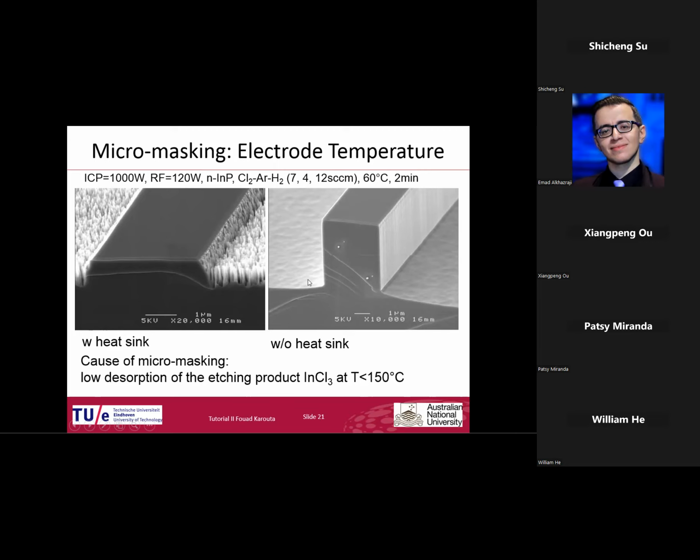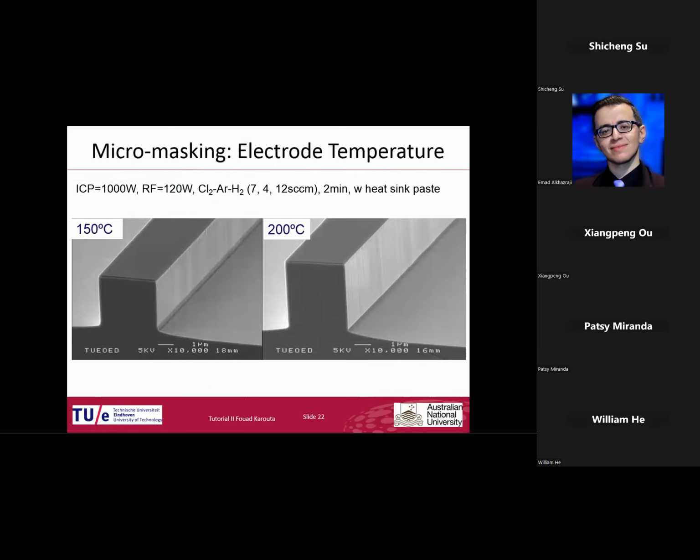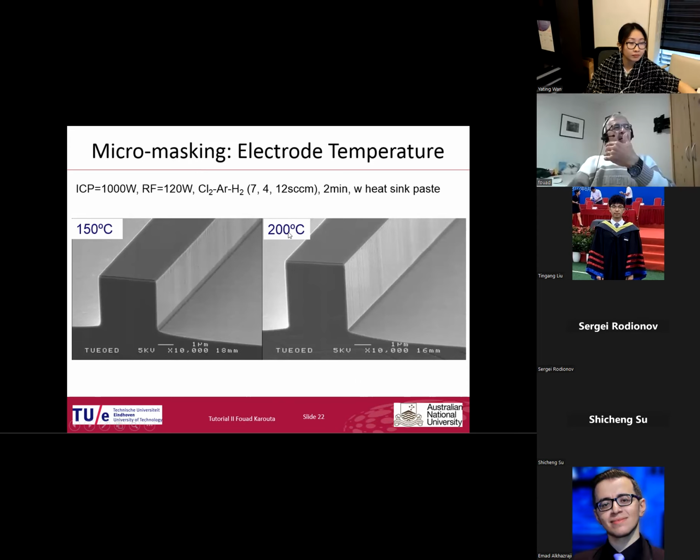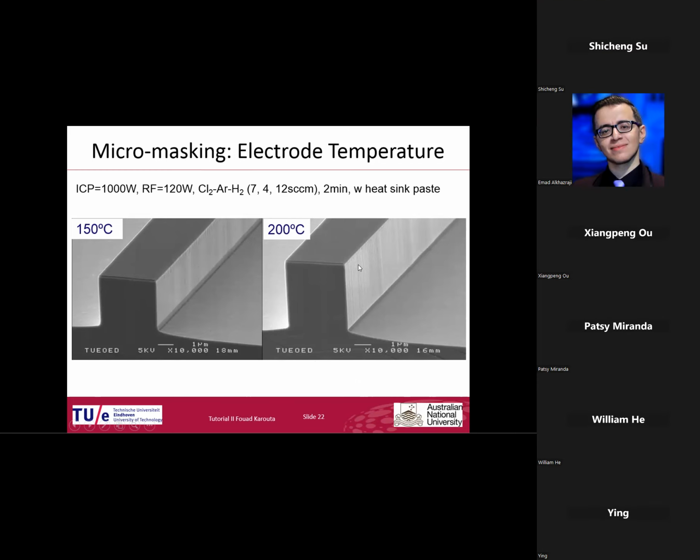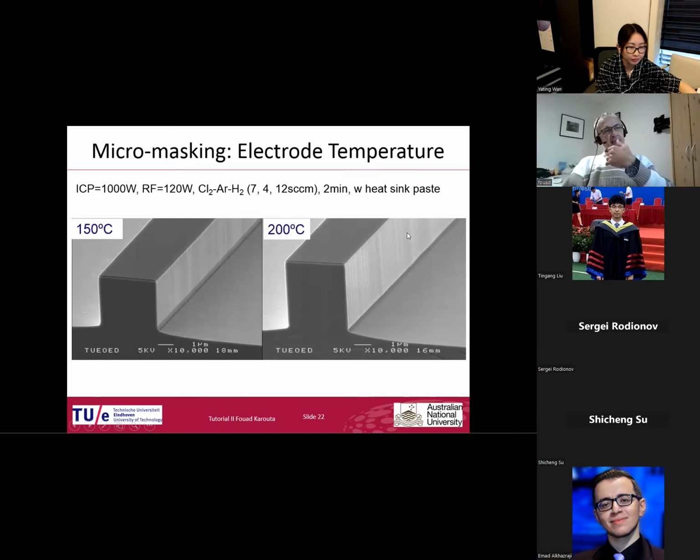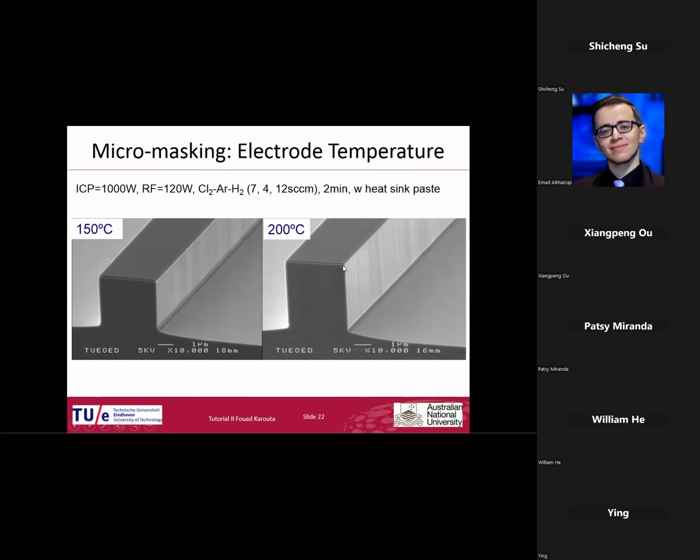In this sample, no heat sink, the temperature of the sample, the indium phosphide sample, gets much higher than the substrate, the silicon carrier wafer. And that will help to avoid getting any micromasking. But a more elegant way to get a very good etch is to use heat sink paste, but work at high temperature. So at 200 degrees, you see, we get very smooth vertical sidewall of indium phosphide, and these can be used as indium phosphide-based waveguide if you are doing devices.